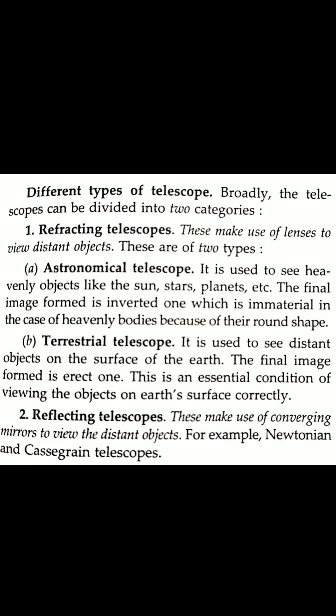The reflecting telescope is another type of telescope. It uses converging mirrors to view distant objects. For example, the Newtonian telescope and the Cassegrain telescope are examples of reflecting telescopes.